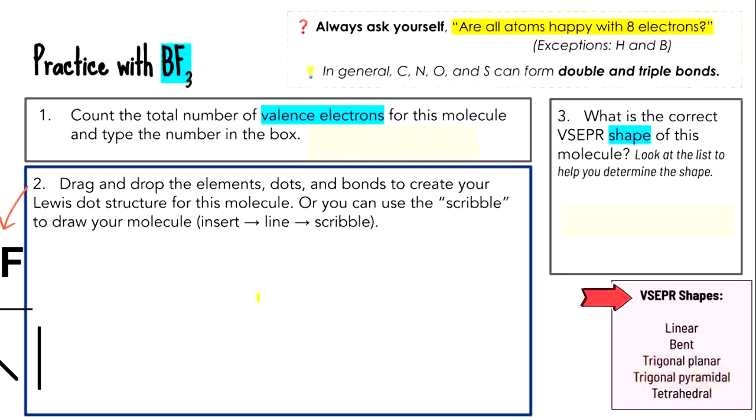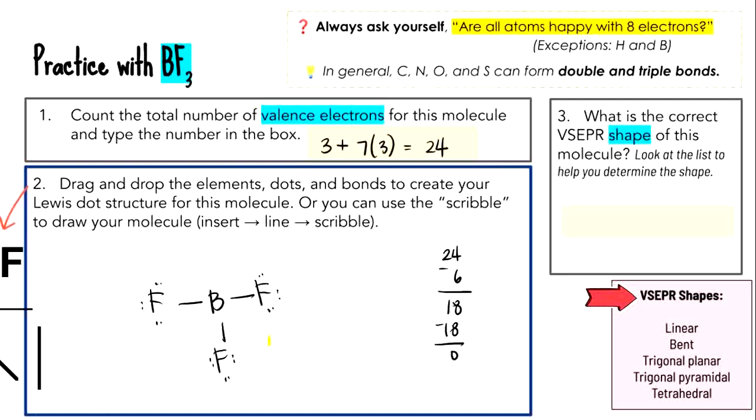Go ahead and try BF3 on your own. Keep in mind that boron also has an exception. It doesn't want 8 valence electrons. Instead, it's happy with 6. So go ahead and try this problem and play when you're ready to check your answer.